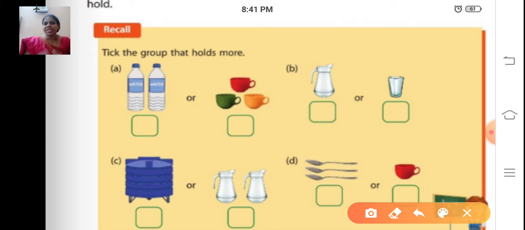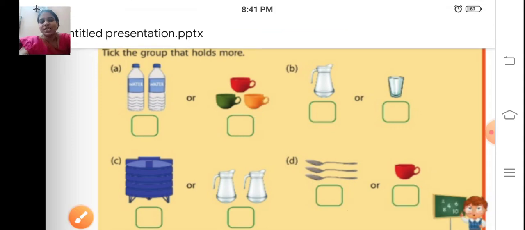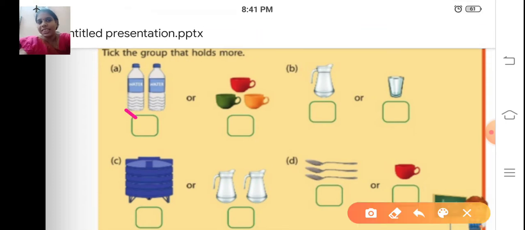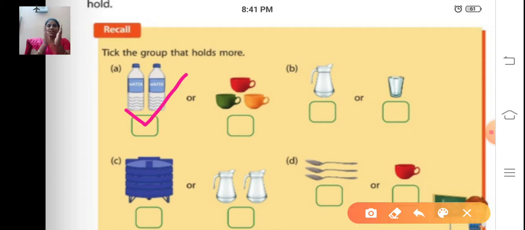Is this correct? No, that is wrong, right? So tick the group that holds more. This is the one that holds more because we have 2 water bottles, so that can hold more water, isn't it? Can the cups hold more water? Little only, right? So which can hold more water? Yes, the water bottle.